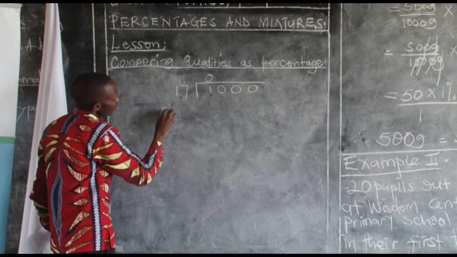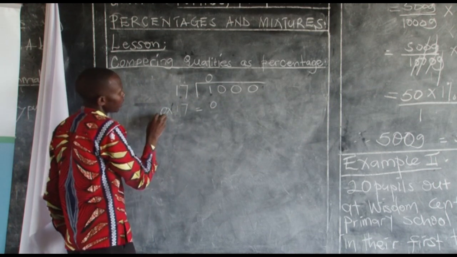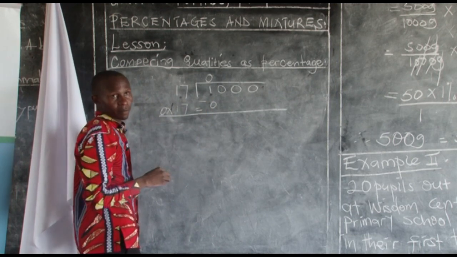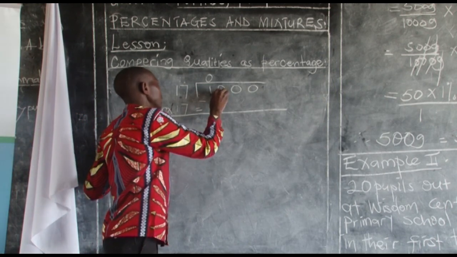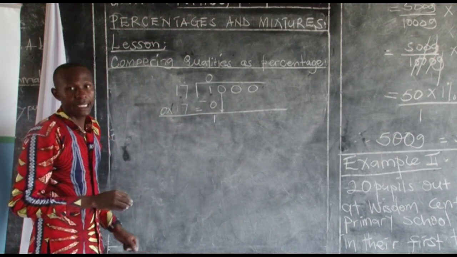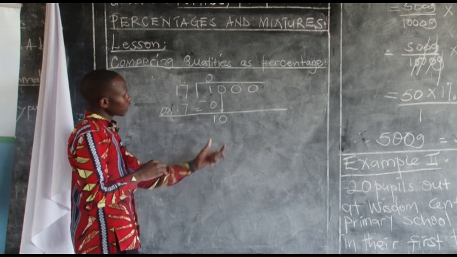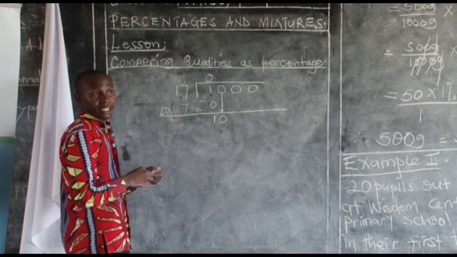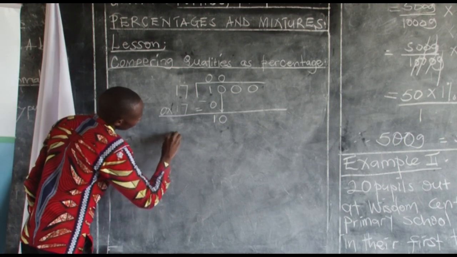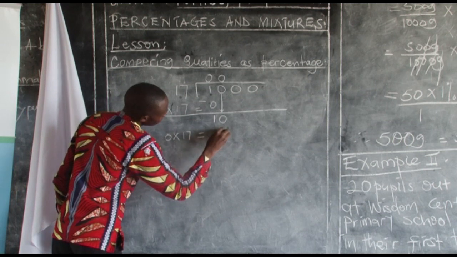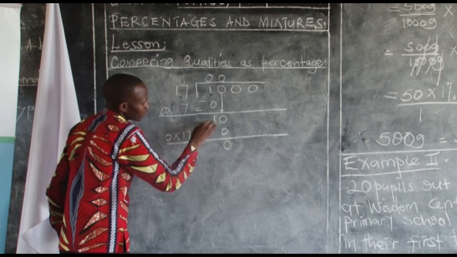Then I will say 0 times 17, which will give us 0. Then from there, we shall subtract. 1 take away 0, we shall have 1. We come to the next step. We shall bring down 0. When we bring down 0, we shall make 10. After making 10, we shall say 10 divided by 17, which will give us 0. Then we say 0 times 17, which will give us 0. Then we subtract. 0 take away 0, 0. 1 take away 0, 1.